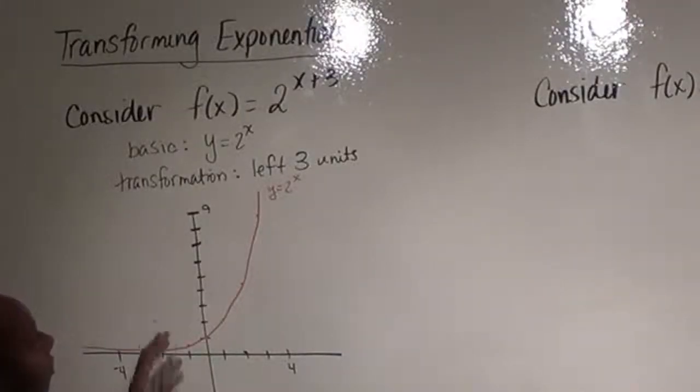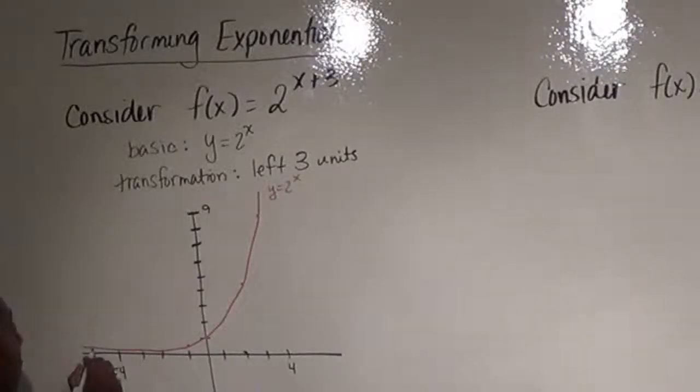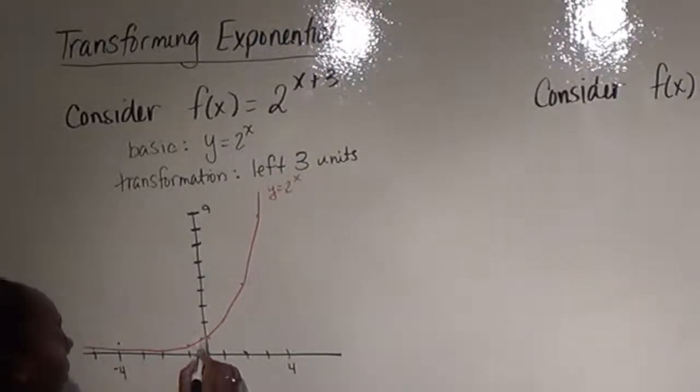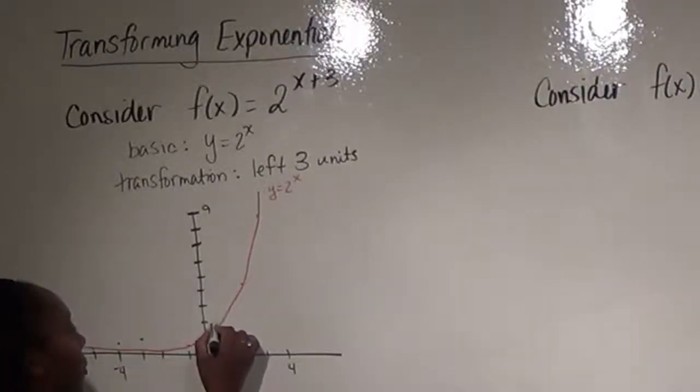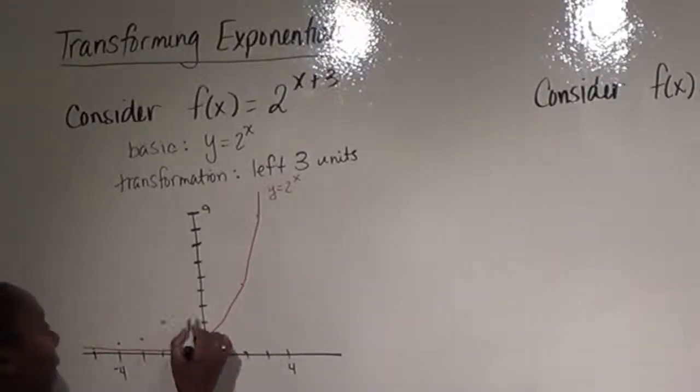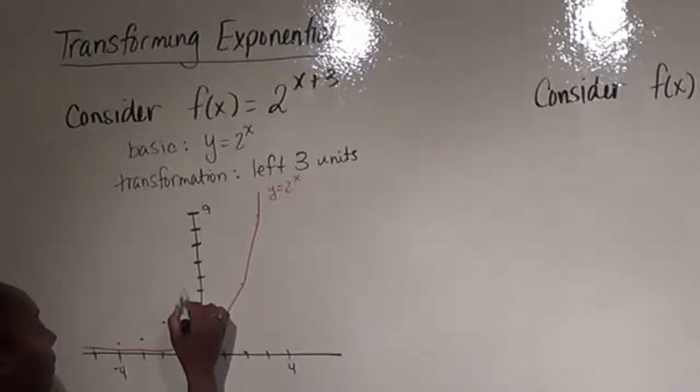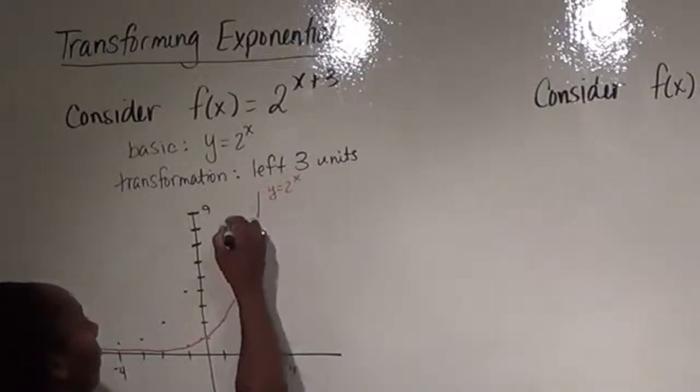Okay. So shifting it left 3 units, again, just means I'm going to take all of those points and move them to the left by 3. So this point that was at 1/4, if I go over 3 units, that's where it's going to end up. The 1/2 at 1. Here, our point at 2, at 4, and up here at 8.